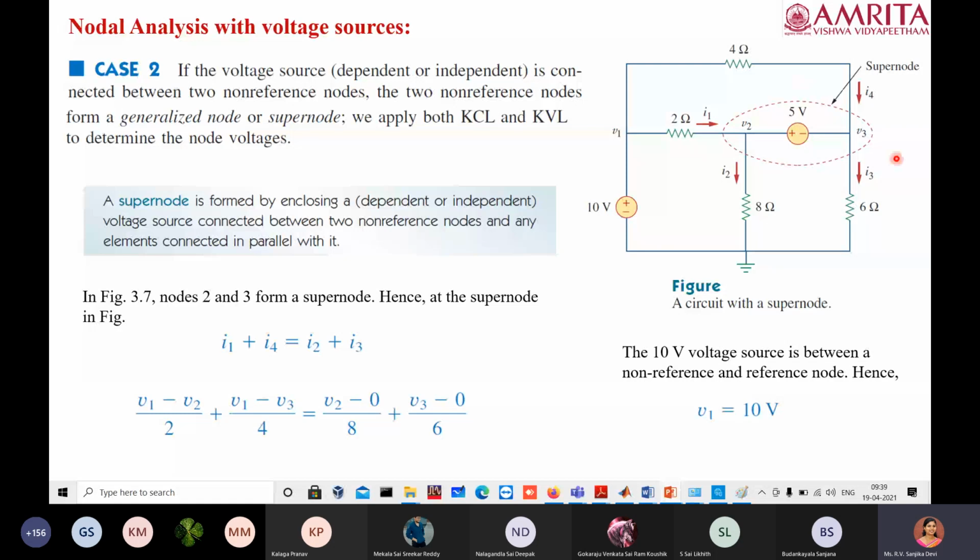Applying KCL at the supernode, we get this first equation. And V1 is equal to 10 volt, which we can directly write from the circuit. And we will see how to apply a KVL equation at this supernode. How did we get that V1 is equal to 10 volts?